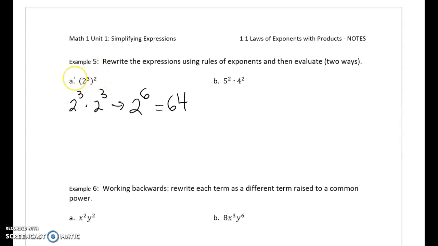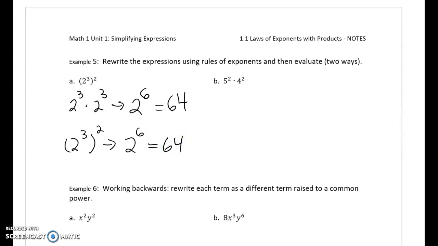All right, another way we can evaluate this is, if we do our power to a power rule, I can just multiply those exponents. And again, that will also give us 64.